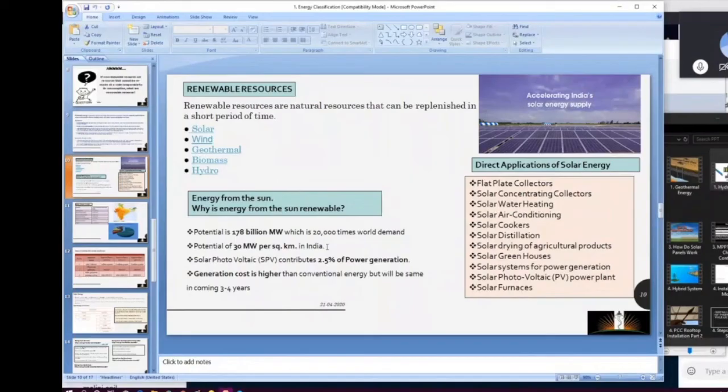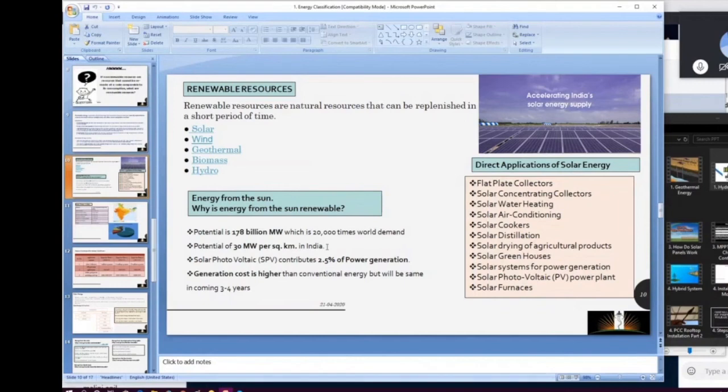Here you can see we can use it as flat plate collectors, that is our modules, from which we can generate electricity. We can use it as solar concentrating collectors. Concentrating collectors are generally used to convert the solar rays to heat energy. We can use it for water heating. Solar water heaters are used in hotels and restaurants, even in residential households.